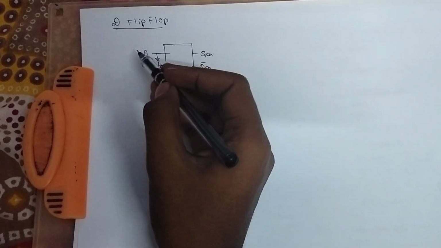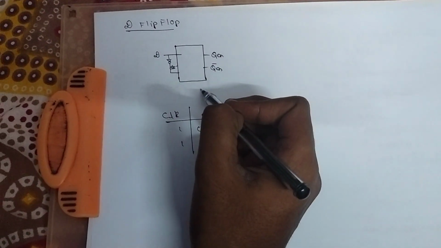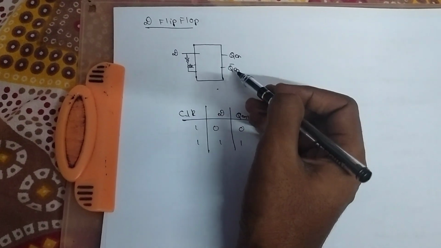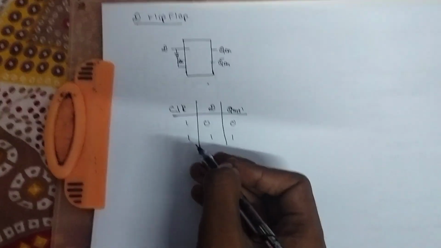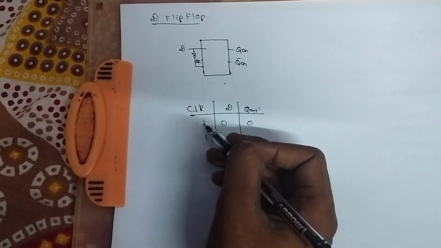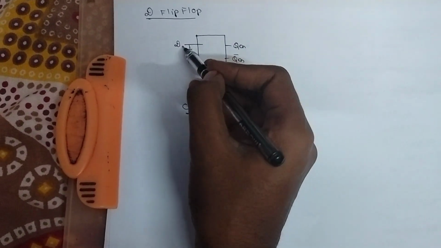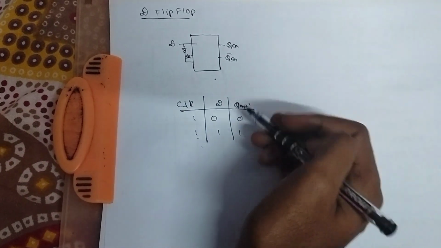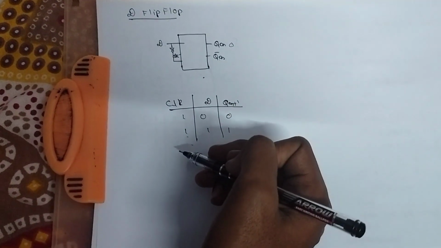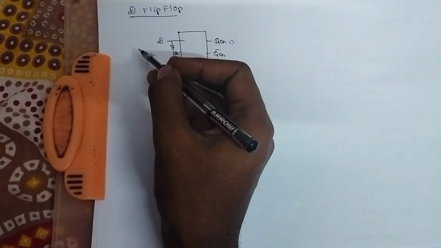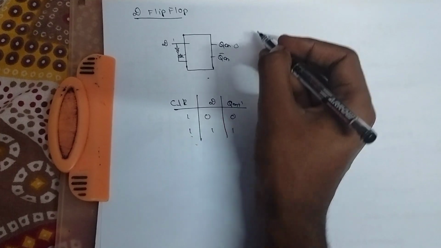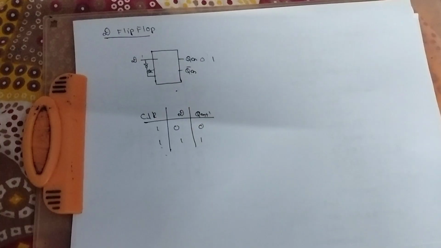So next is the D flip-flop. This is the circuit diagram of the D flip-flop. Here D is present, clock is present, and Q and Q bar are the outputs. This is the truth table of the D flip-flop. Assume that the clock is 1. If the D value is 0, then the Qn plus 1 value is 0. If the D value is 1, then the Qn plus 1 value will come as 1.